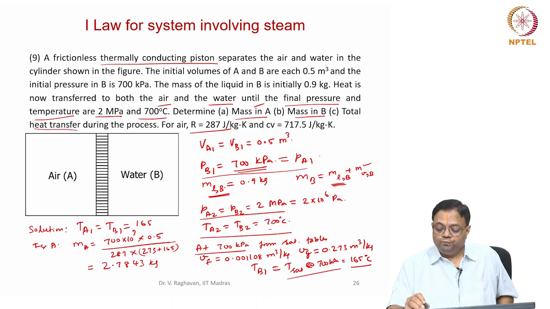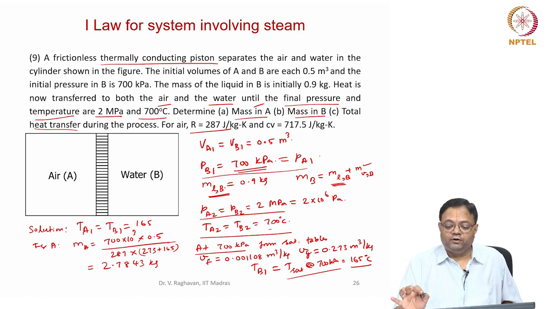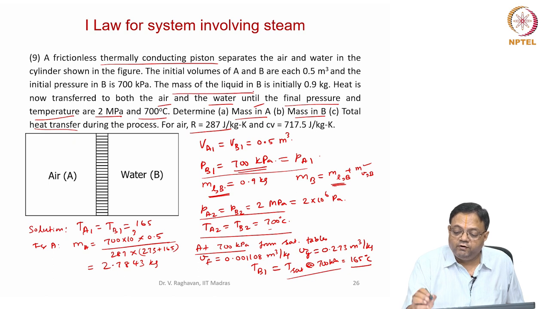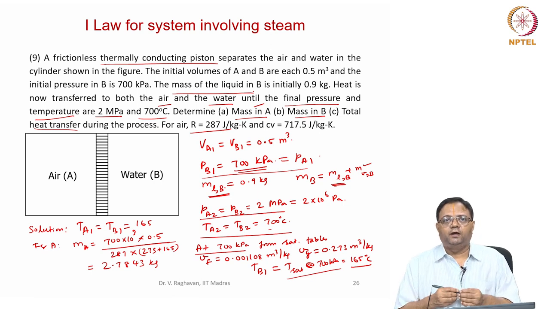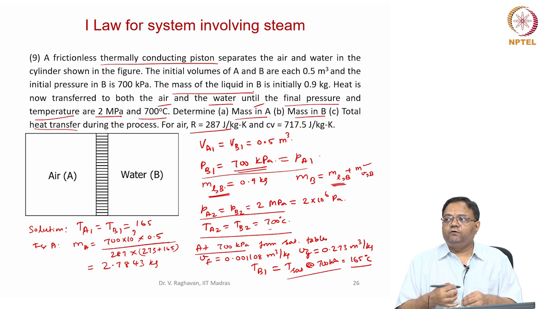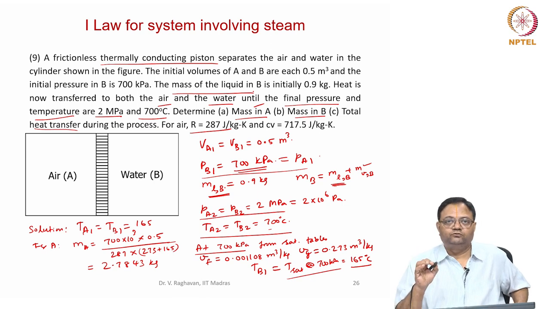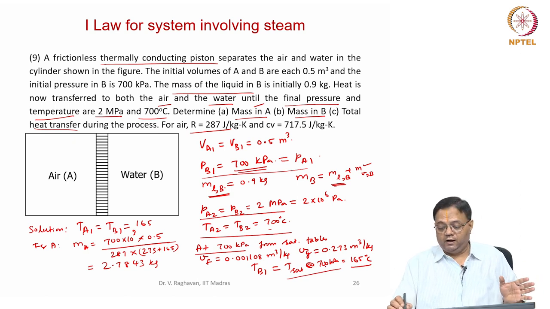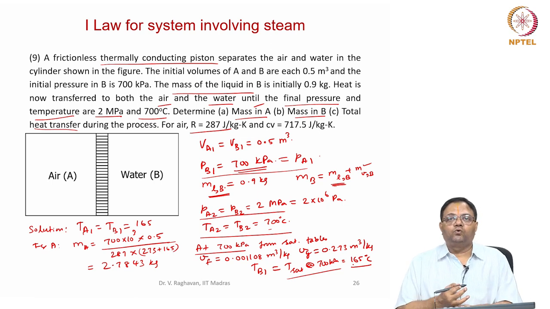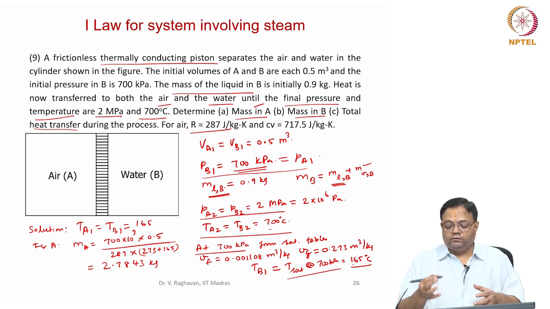Because I cannot. Why? You can see that I know that this is a saturated mixture, because specifically mass of liquid in B initially is given. That means mass of liquid is given, then there will be mass of vapor. So I can only estimate that there is a mixture of liquid and vapor. So I can say it is a saturated mixture condition. So the temperature should be 165, because that is the saturation temperature at 700 kilopascals, that I know. But other than that, there is no information for me to fix the state here. Temperature and pressure for a saturated mixture will not be able to fix the state, because I need quality or any other property, but it's not there. So I cannot proceed with this.